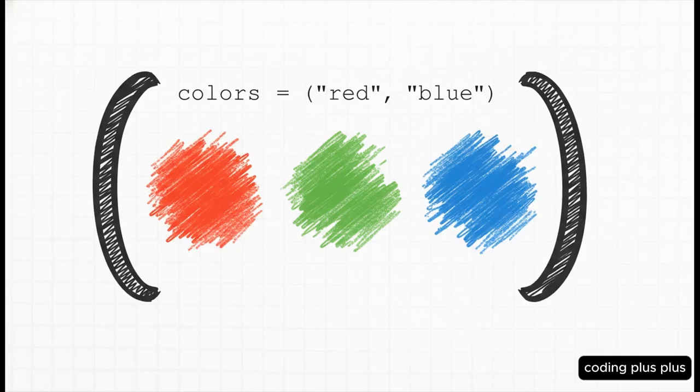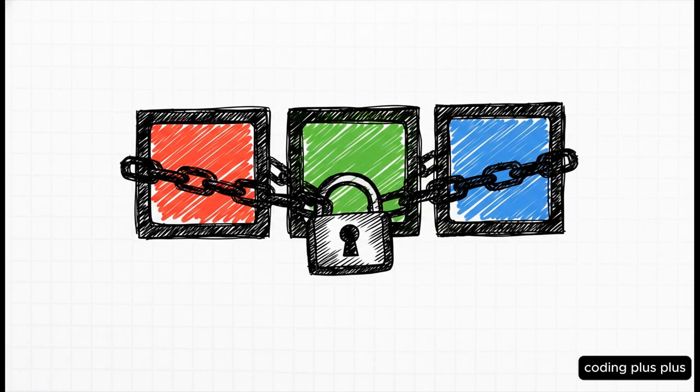So here, we've just created a tuple called colors. So what does immutable actually mean? It means it's set in stone. Once you create a tuple, its contents are locked down.